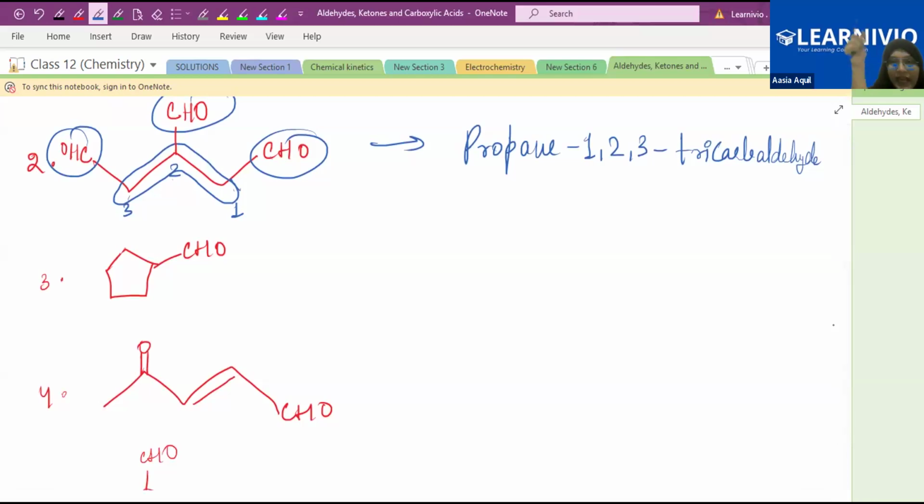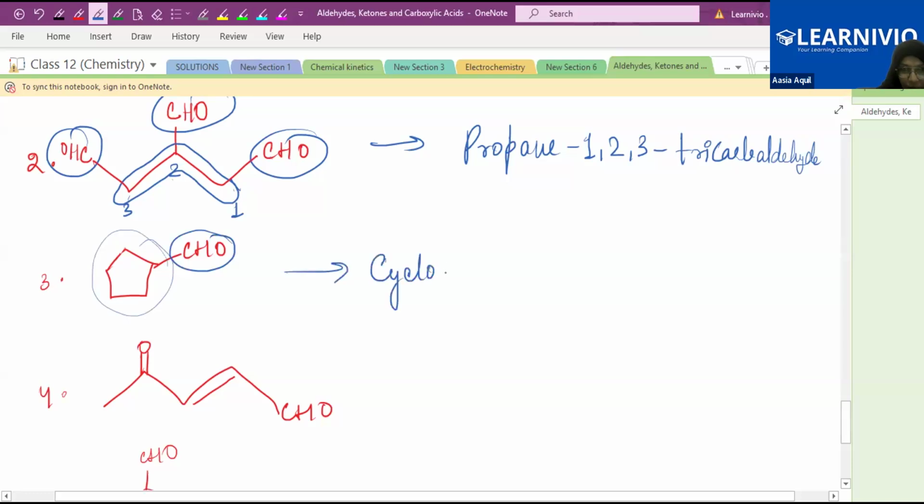A cyclopentane ring. And what is attached to it? A CHO group. At least try this question. Ma'am, is it cyclopentane carbaldehyde? Yes, very good. Because you are not taking this carbon in a chain, you will use the word carbaldehyde for that. And this parent is your cyclopentane. So what will the name be? Cyclopentane carbaldehyde.